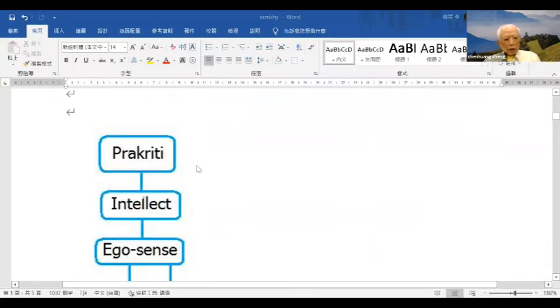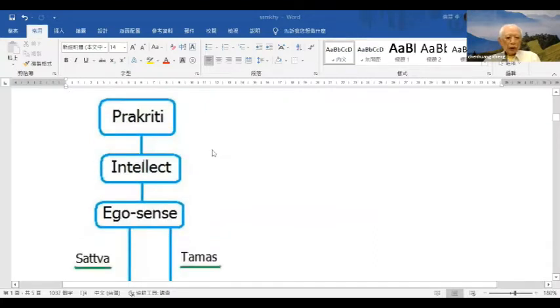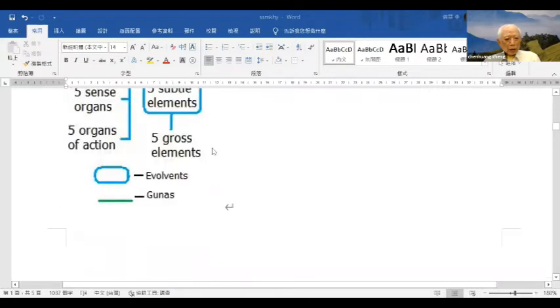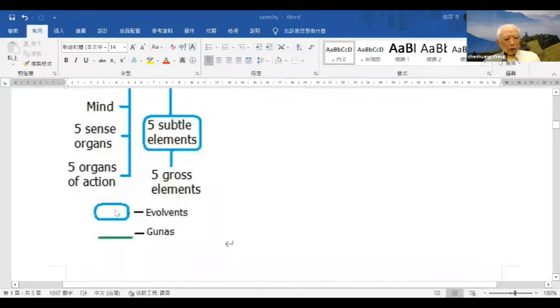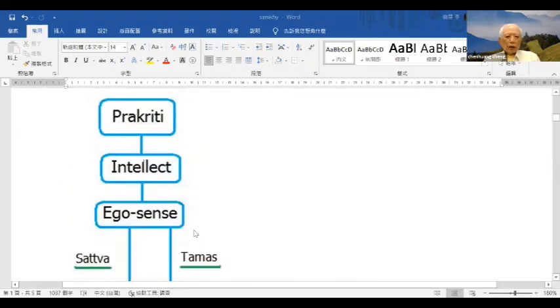Then we have this diagram, very important. This diagram shows evolvement. Evolvement means something evolves. We have gunas. Gunas means attributes, or the merits, or the potential function, or we may call it attribute.